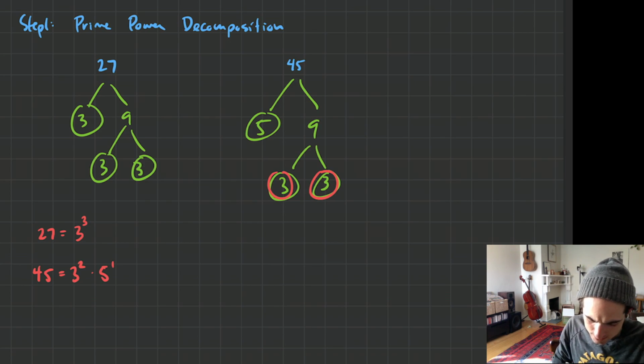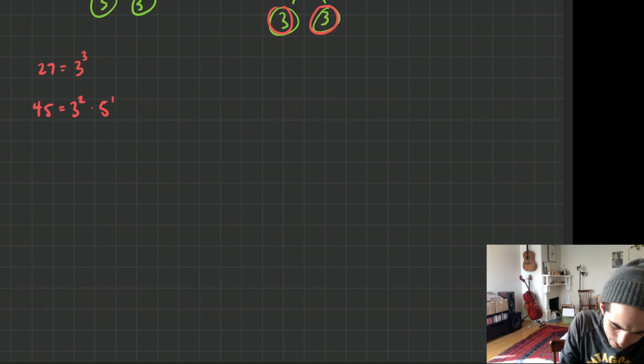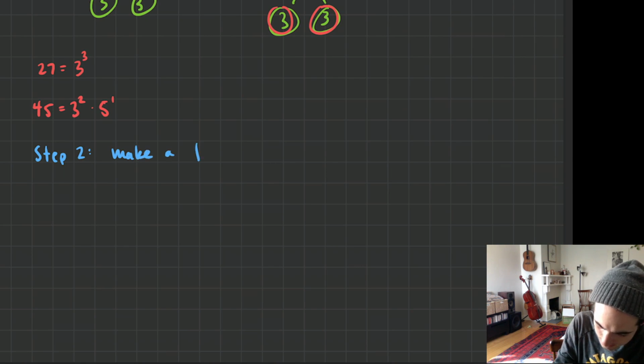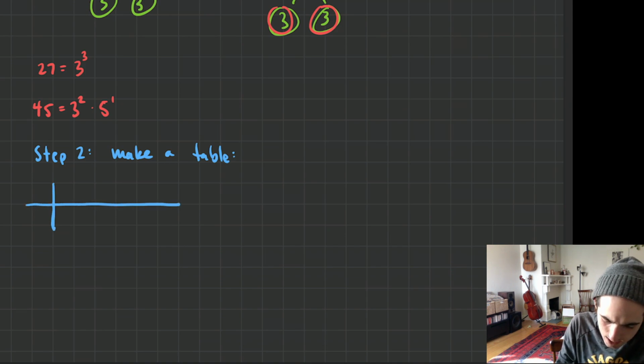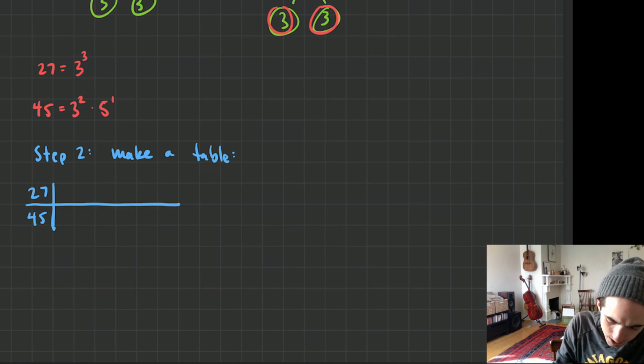Now, this is the table that I'm talking about. So this is going to be step 2, I guess. Step 2 is to make a table. So the table is going to look something like this. I'm going to write the first number, which is 27, over here, and I'm going to write 45 over here. Now the way the table works is that I'm going to be writing all of the prime powers that are a factor of each.